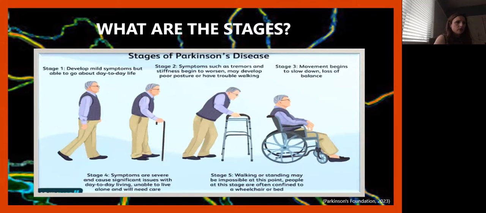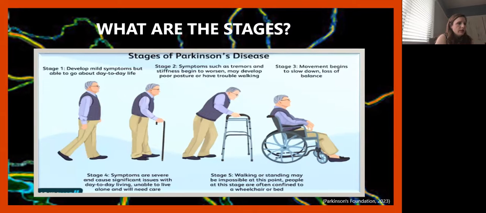Stage 2, the symptoms start getting worse. That's where the tremor, the rigidity, and the movement symptoms affect both sides of the body, but can also affect the neck as well as the trunk of the body. Walking problems and poor posture may be more apparent. At this stage, the patient is able to live alone, but daily tasks are more difficult and can take longer.